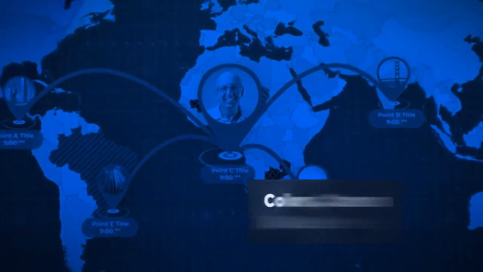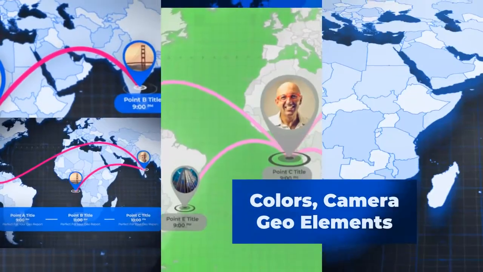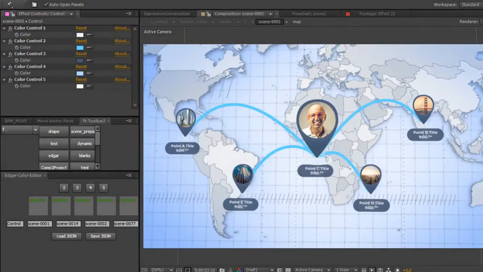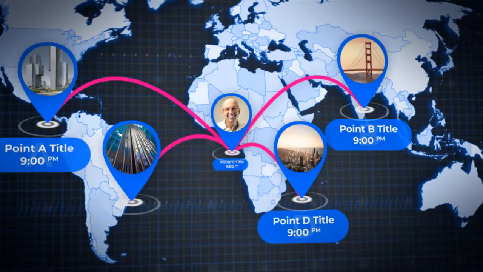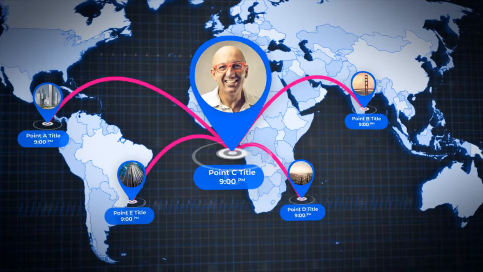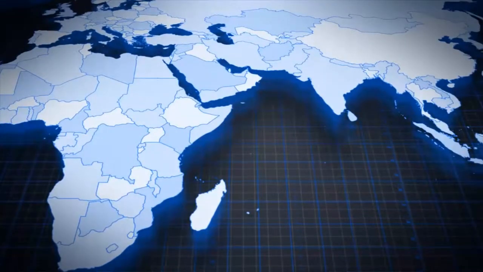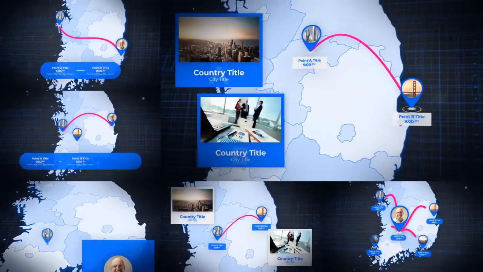Working with the template is easy, because the project contains three types of settings. The first type of settings allows you to customize the colors of the map individually for your design. The second type of settings adjusts the position of geo marks and routes on the map. The third type of settings is to control camera movement over the map so you can come closer to any point with ease. The project contains 7 pre-prepared scenes.